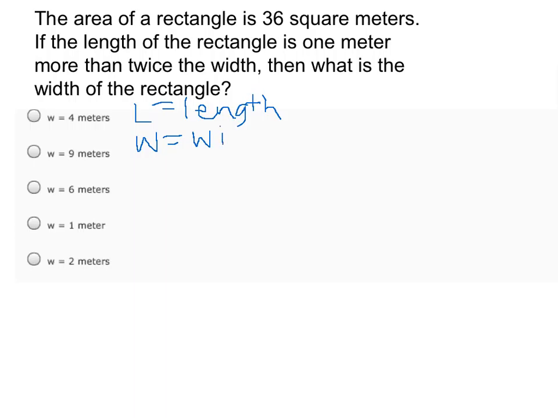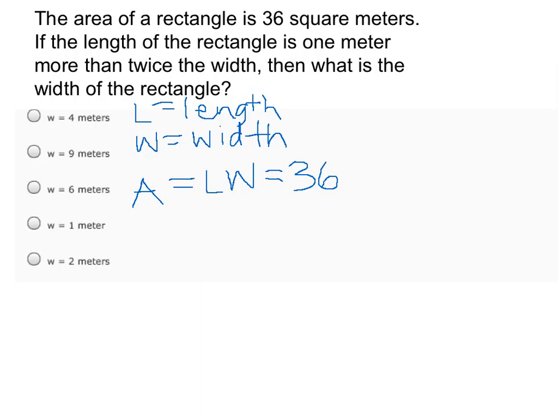width of the rectangle. Now we know that to find the area of a rectangle, we use the equation length times width, and they tell us that the area is equal to 36 square meters.